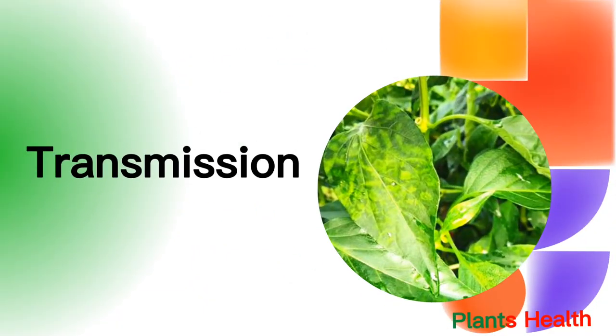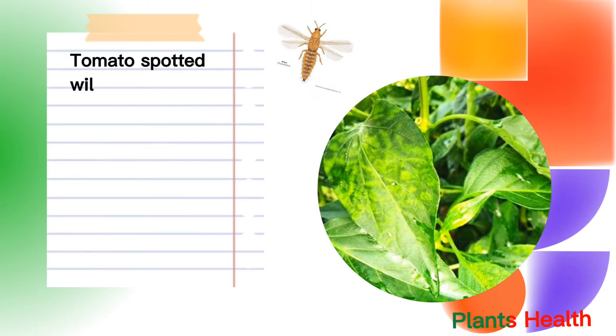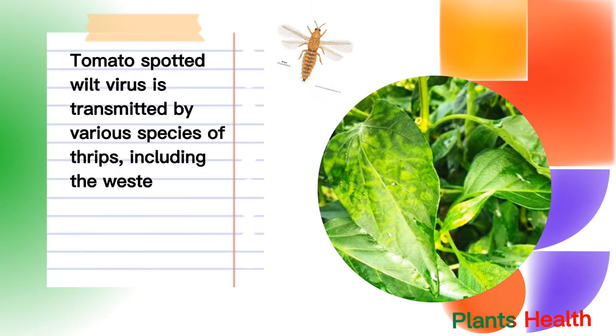Transmission. Tomato spotted wilt virus is transmitted by various species of thrips, including the western flower thrips, the onion thrips, and the chili thrips.